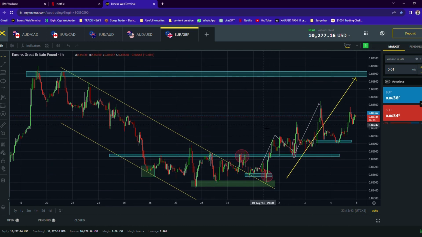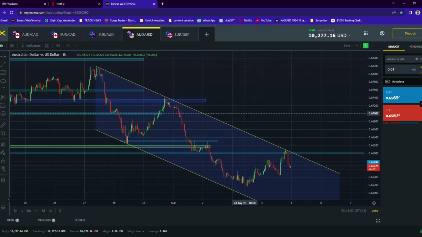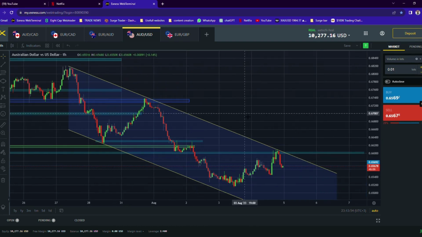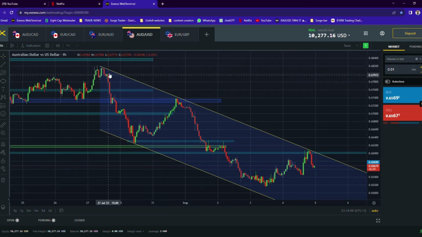Now we are going to look at another example of a parallel trend, but inside the trend. Let's look at AUD USD here. Right now AUD USD is still inside the parallel trend. It hasn't broken out. In this case, you're always looking at the 2 points. The trend started right here and touched a certain point and then came back. Now these 2 points become the beginning of the downward trend.